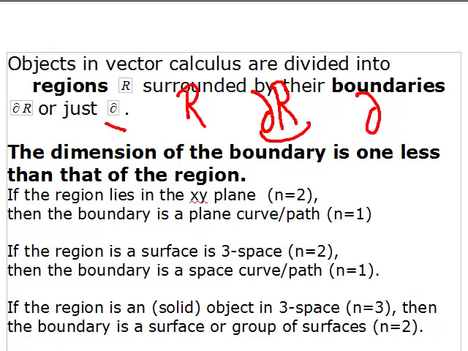Now notice that the dimension of the boundary is always one less than the region. For example, if you have a solid object, that would be dimension 3, then the boundary is two-dimensional because it's a surface. If you have a region in the xy plane of dimension 2, then the boundary is just a line that goes around it of dimension 1.